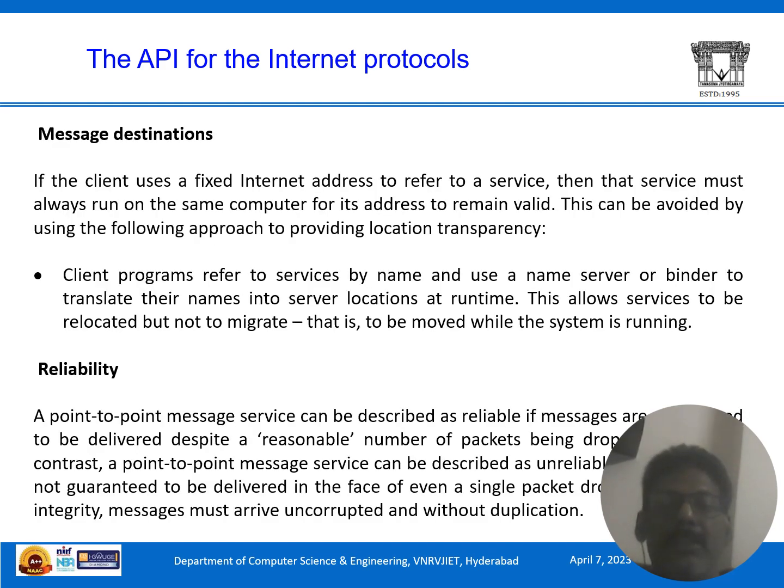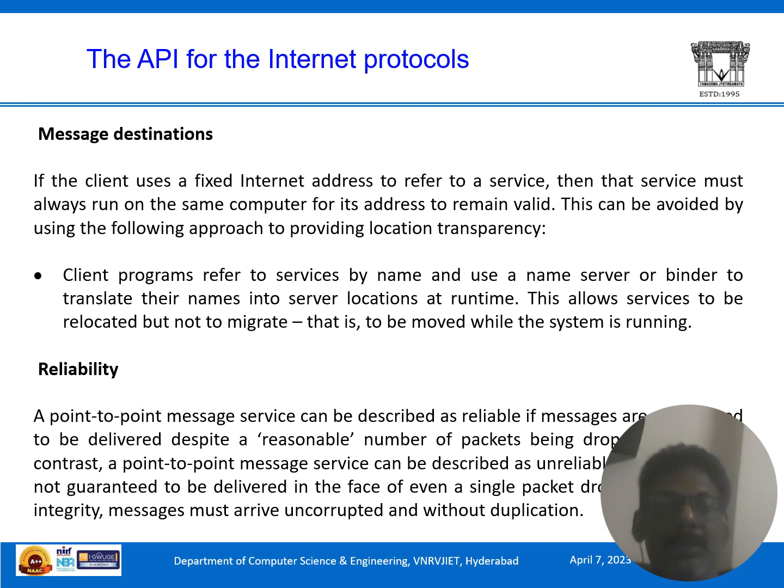If the client uses a fixed internet address to refer to a service, then that service must always run on the same computer for its address to remain valid. This can be avoided by using the following approach to provide location transparency. Client programs refer to services by name and use a name server or binder to translate their names into server locations at runtime. This allows services to be relocated but not to migrate, that is, to be moved while the system is running.